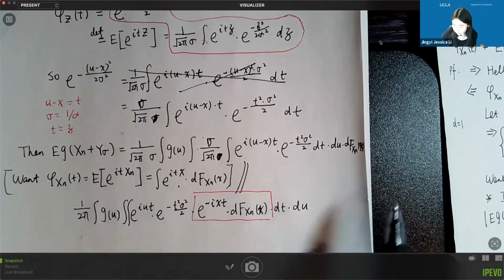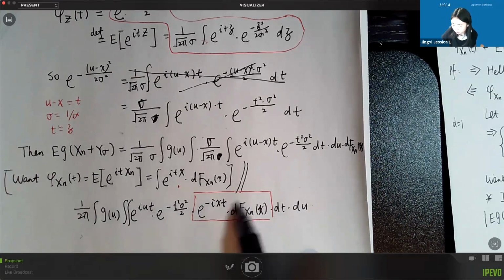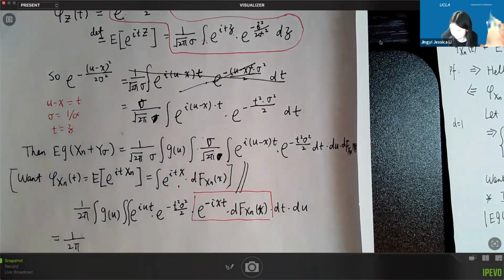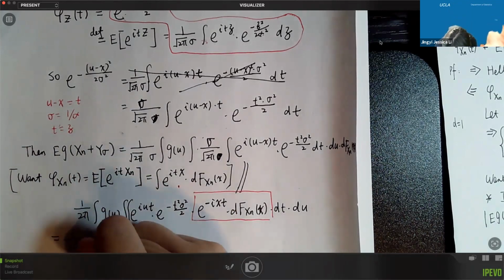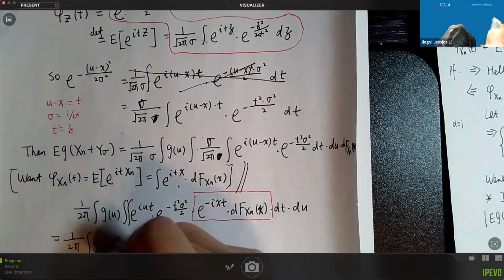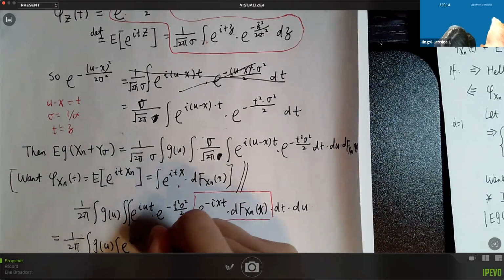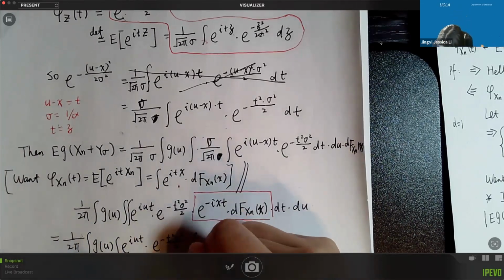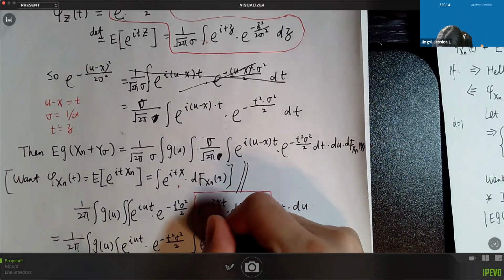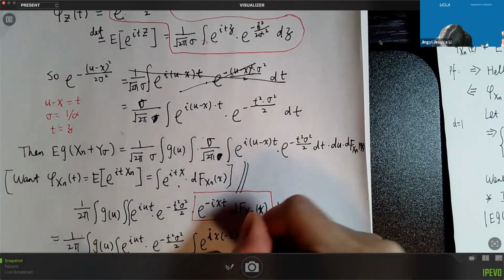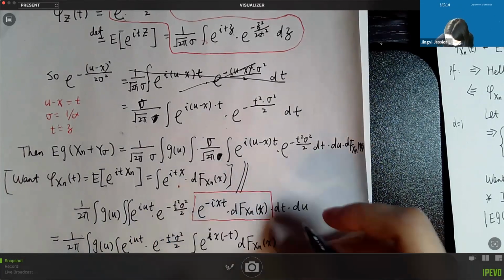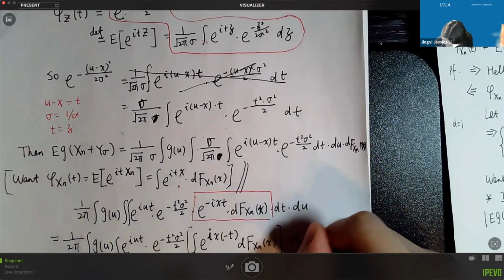So what I was saying is that now we can get rid of x by taking out this integration. That will give us 2 pi. So u, du, and dt will stay here. We will still have g(u) and e^{iut} e^{-t squared sigma squared over 2}. That's gone. But for the middle part here, I can do exponential i x negative t dF_Xn(x). I put this as an inner integral, and then dt, and then du.